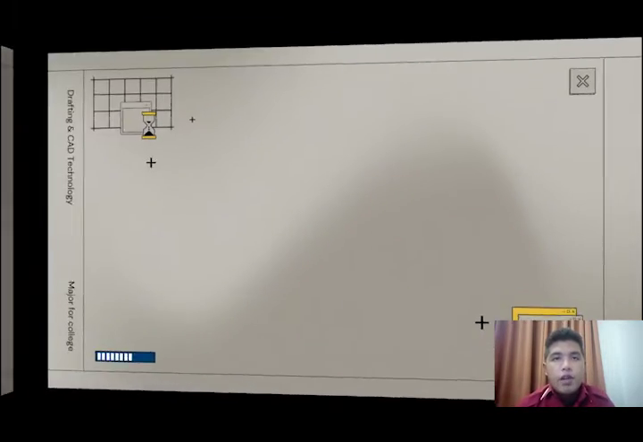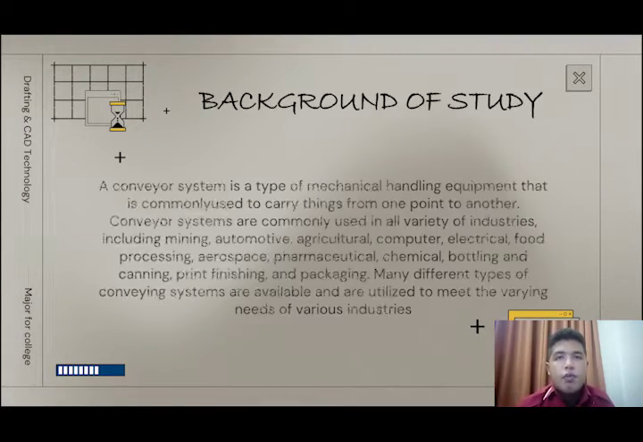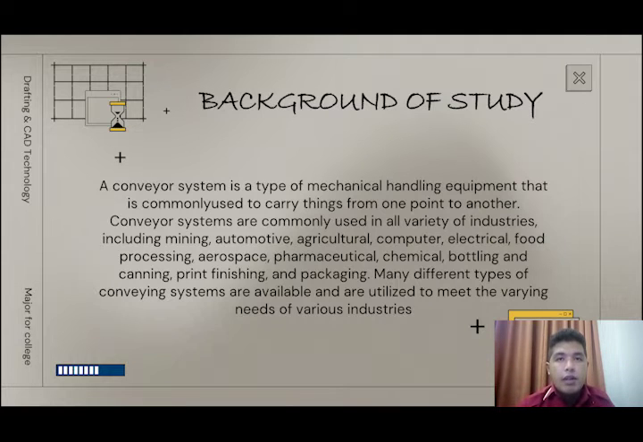Background of study. A conveyor system is a type of mechanical handling equipment that is commonly used to carry things from one point to another. Conveyor systems are commonly used in all variety of industries, including mining, automotive, agriculture, computer, electrical, fast food processing, and even more. Many different types of conveying systems are available nowadays and are utilized to meet the varying needs of various industries.